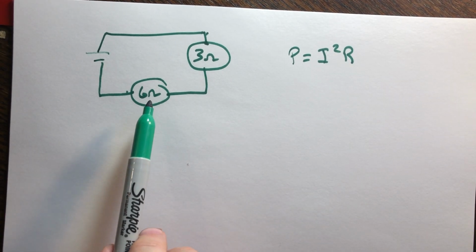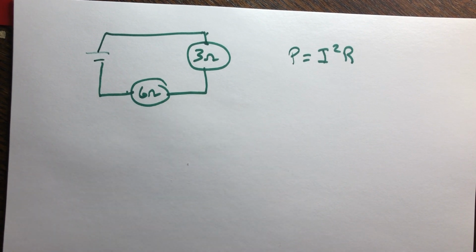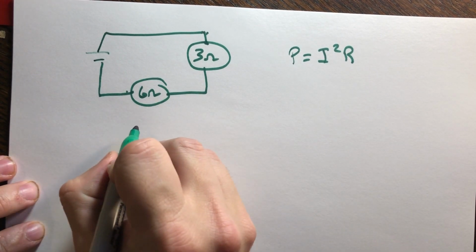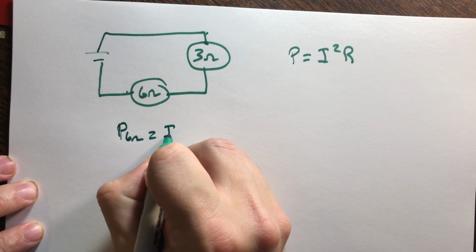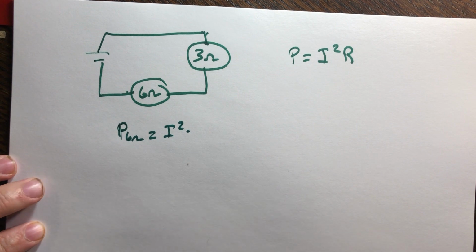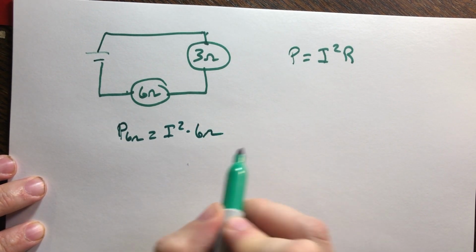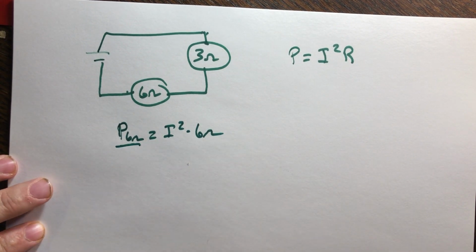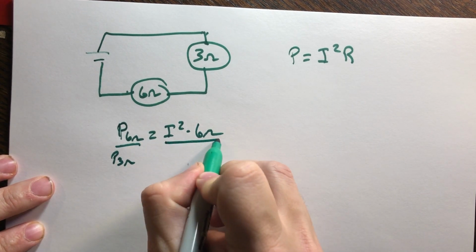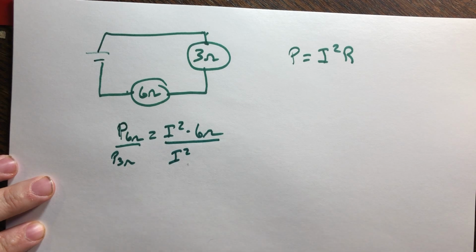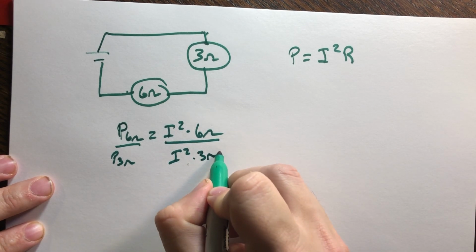However, the second one has twice the resistance of the first one. So we want to use the idea that power is I squared times R, to figure out which one has more power going across it. If we take the power of the 6 ohm bulb, that's just I squared times the resistance, which is 6 ohms. And then we want to divide that by the power of the 3 ohm, which again is I squared, because the current is the same, times 3 ohms.